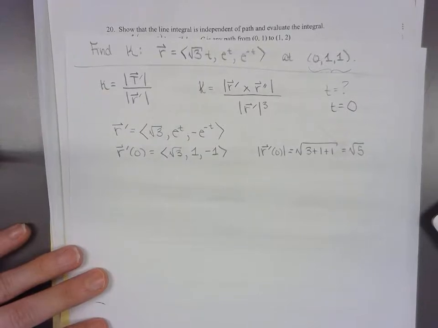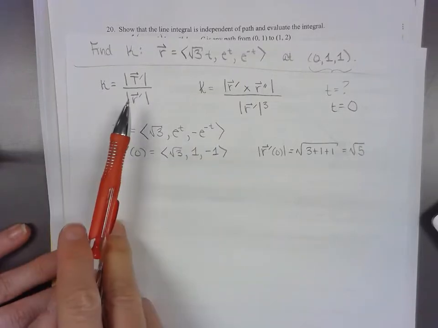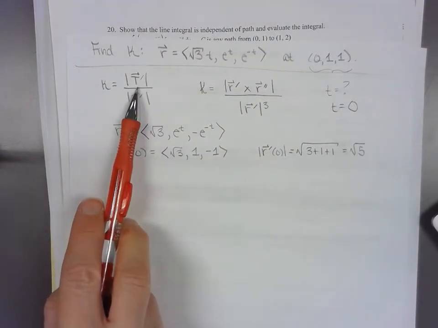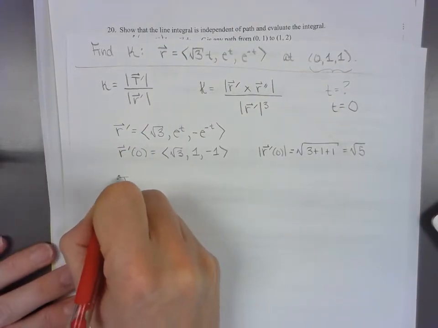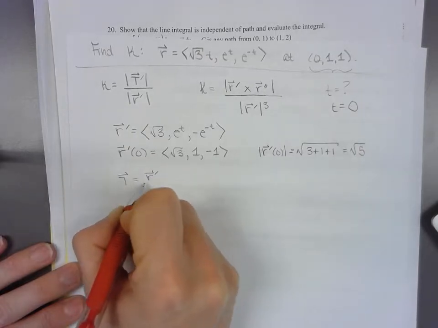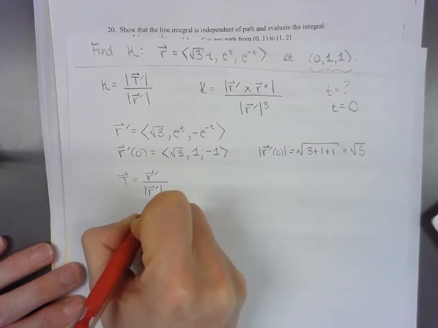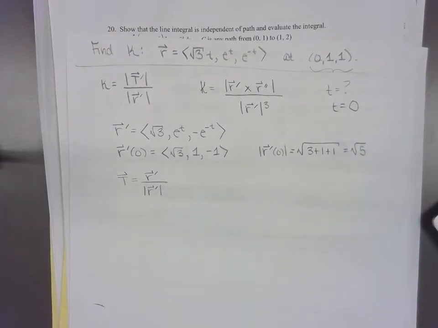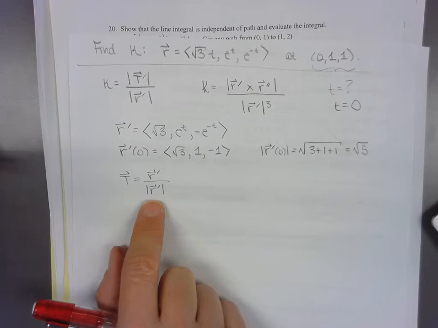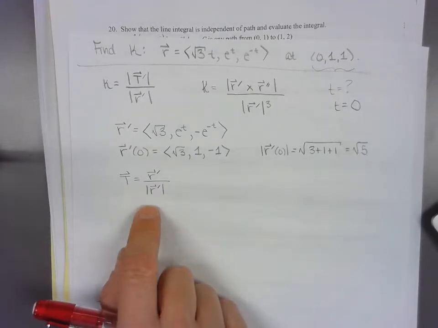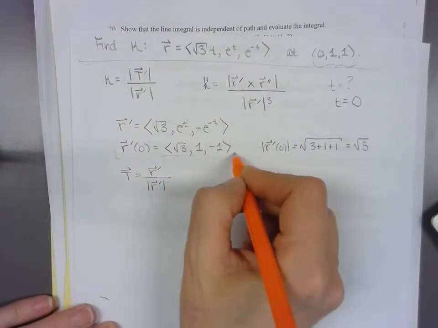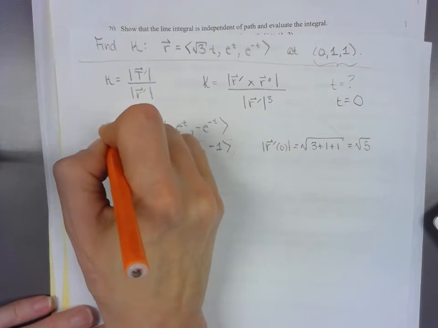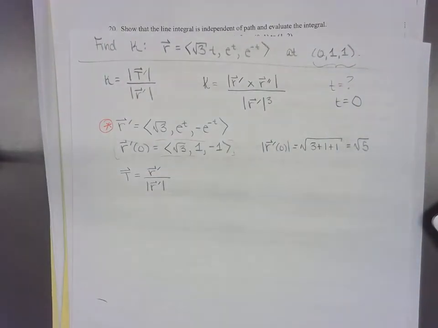Okay, so now we have the choice of either finding T prime. We haven't even found T yet, right? And T is r prime divided by its magnitude, right? Because r prime gives the general tangent vector. To make it a unit vector, we divide by its length, right? But here's the problem, I can't use this. I have to use the one where it still has the t in it.